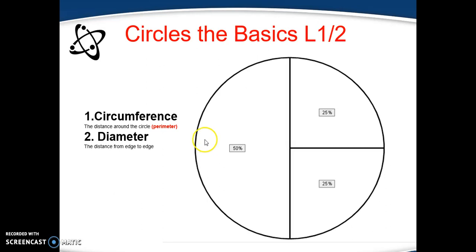The diameter is simply a line right through the middle of the circle from edge to edge. And then finally we have the radius. The radius is the distance from the centre to the edge. And you may notice that the radius is actually half the diameter. So sometimes in a question it may mention the diameter and you have to work out the radius.